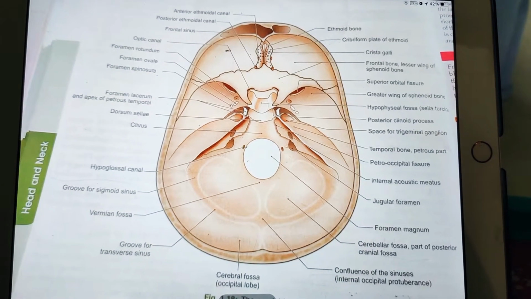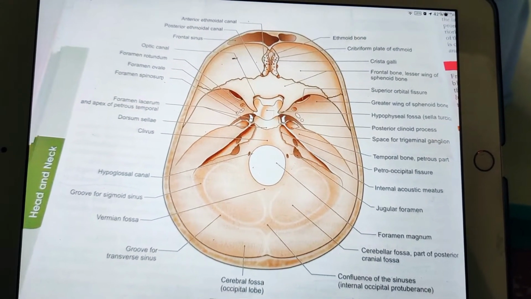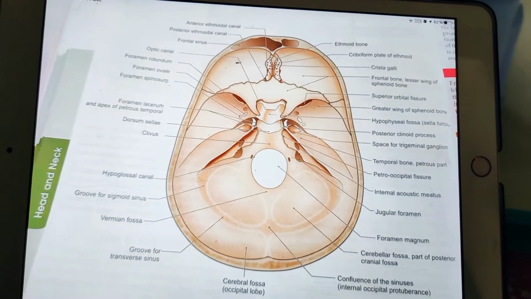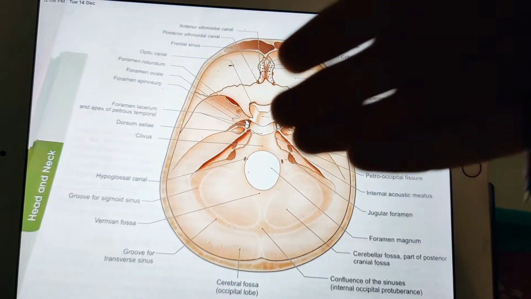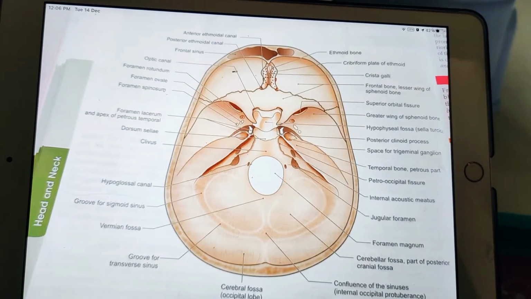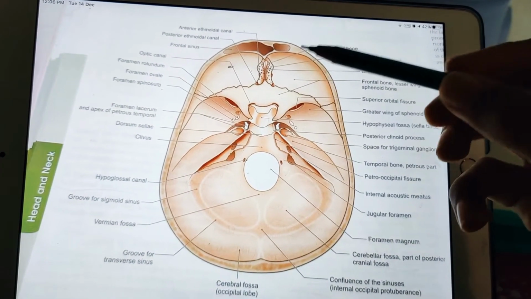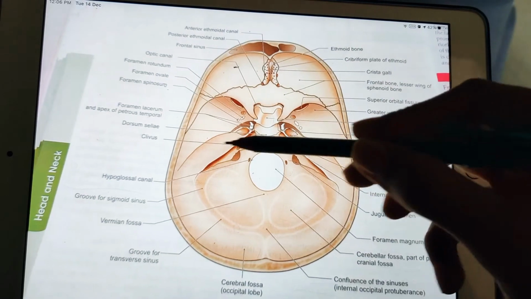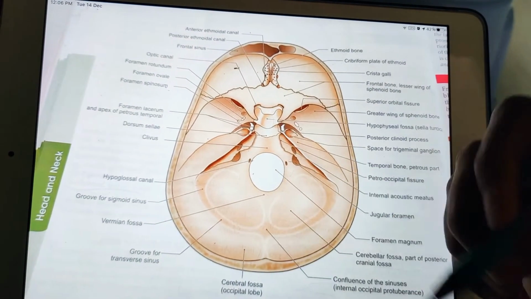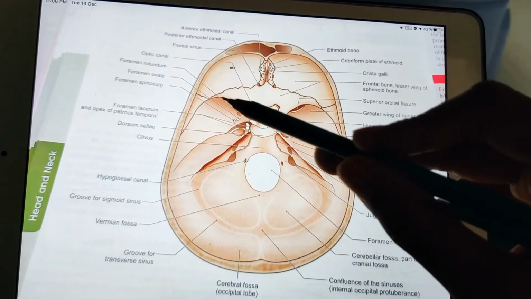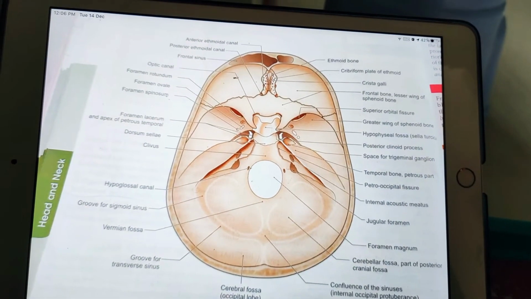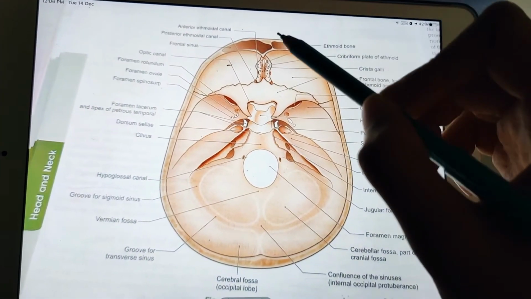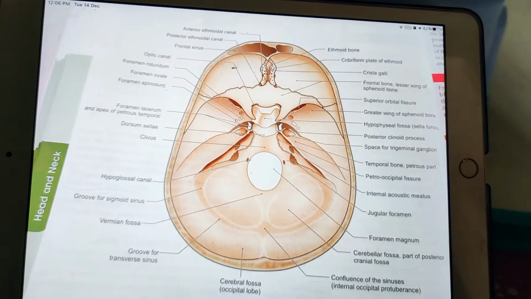In this video we are going to start the internal surface of the base of the skull. If you remove the calvaria cap above and see from the inside, the skull looks like this. From the inside the skull is divided into the anterior part, middle part and the posterior part. You can also call it the anterior cranial fossa, middle cranial fossa and posterior cranial fossa. In this video we are going to mainly discuss the anterior cranial fossa.